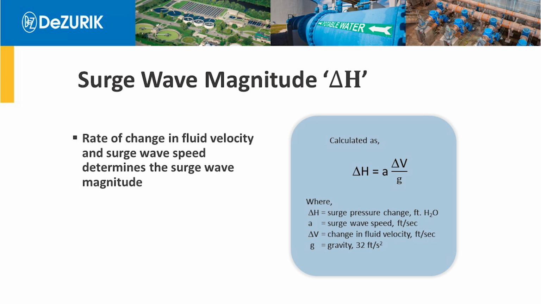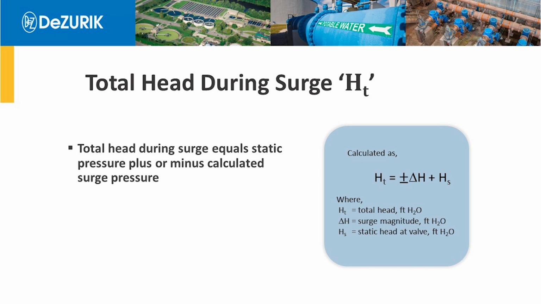Now, that said, when we calculate that delta H, it needs to be added to the system static head to get the total head in the system for that surge event. So just be mindful that when you calculate delta H, it must be added to the static head to get total system head for the surge event.